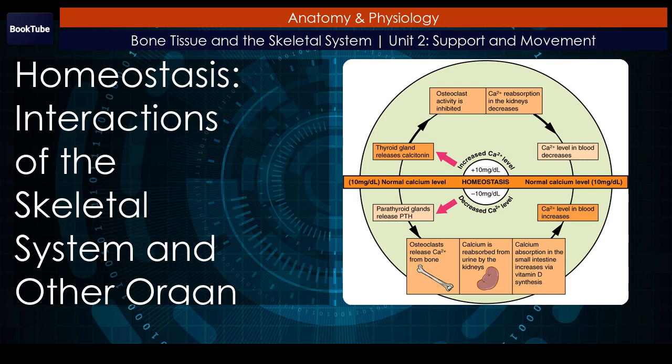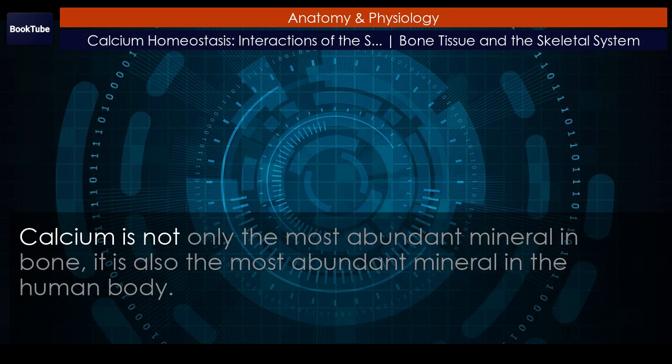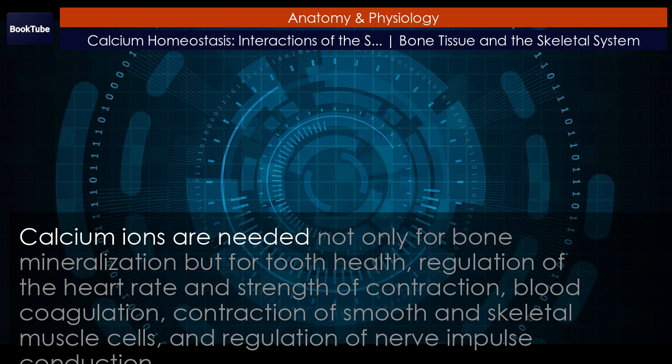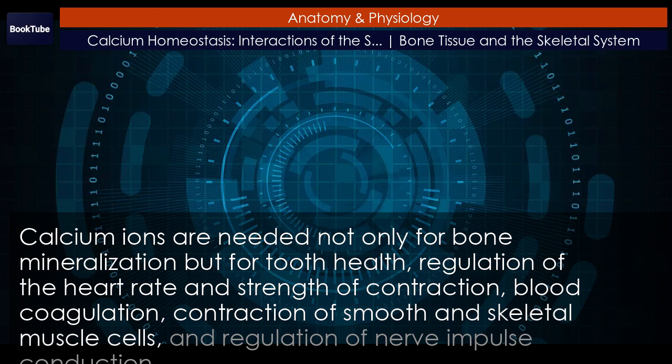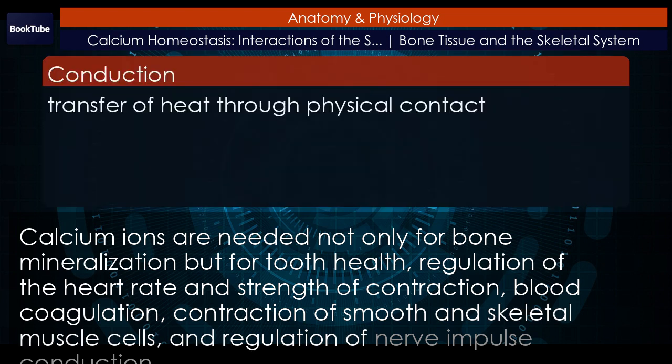Calcium homeostasis. Interactions of the skeletal system and other organ systems. Calcium is not only the most abundant mineral in bone, it is also the most abundant mineral in the human body. Calcium ions are needed not only for bone mineralization but for tooth health, regulation of the heart rate and strength of contraction, blood coagulation, contraction of smooth and skeletal muscle cells, and regulation of nerve impulse conduction.